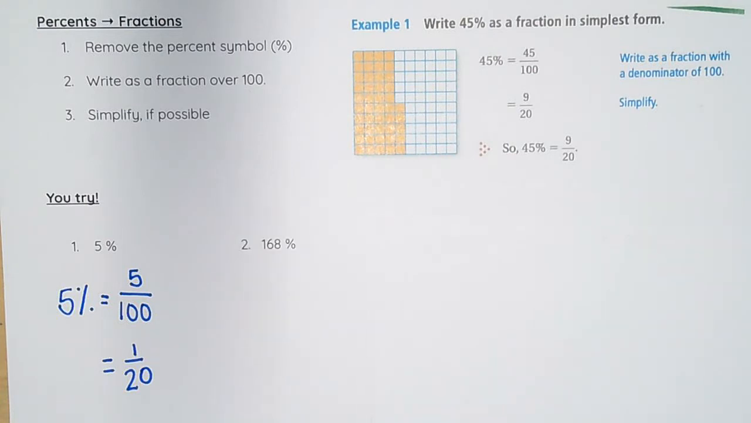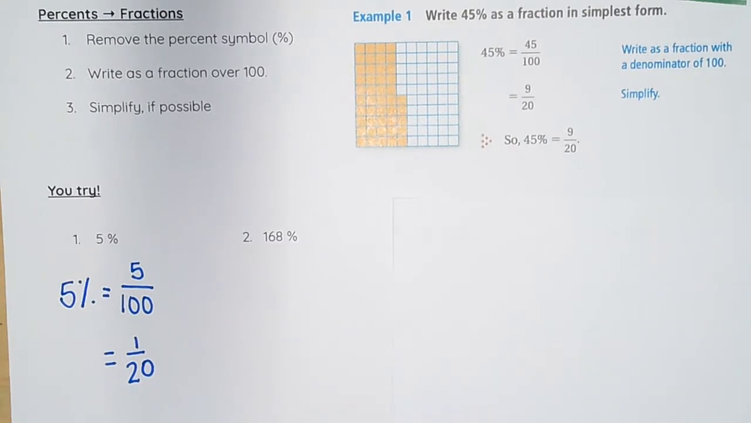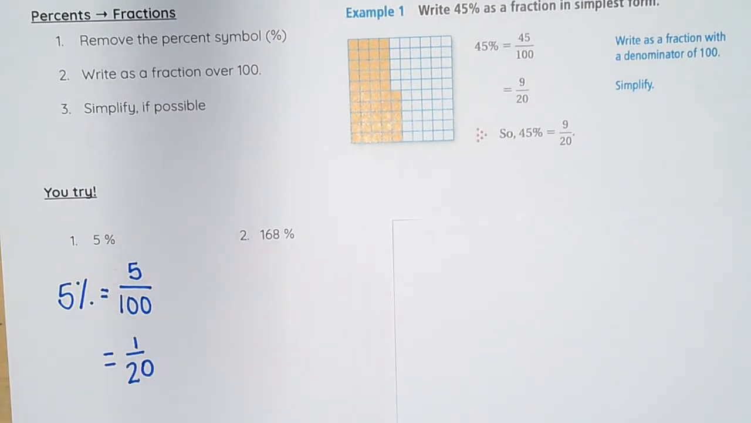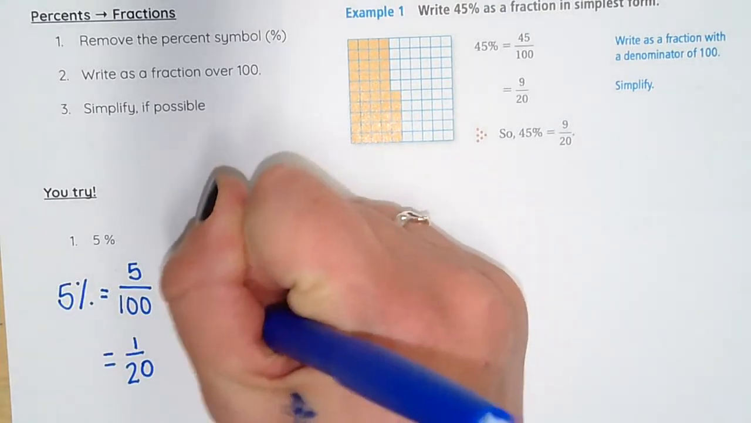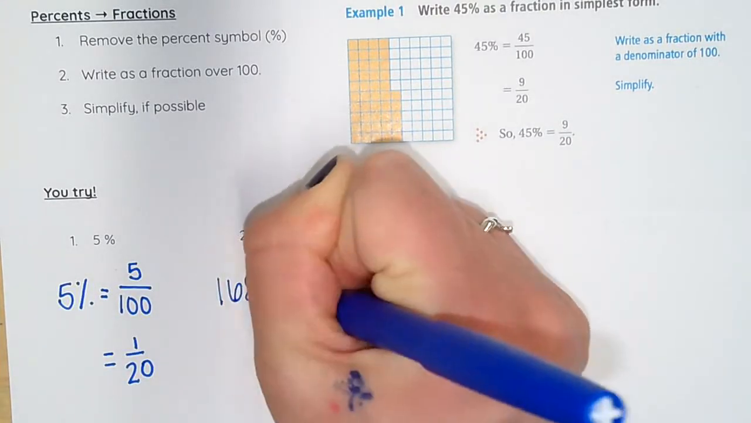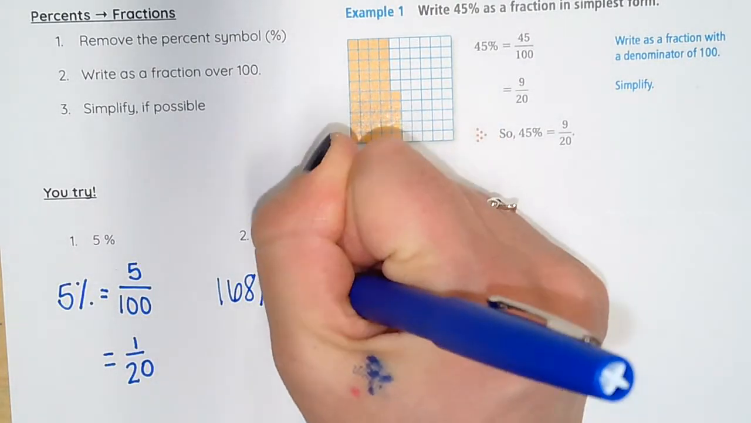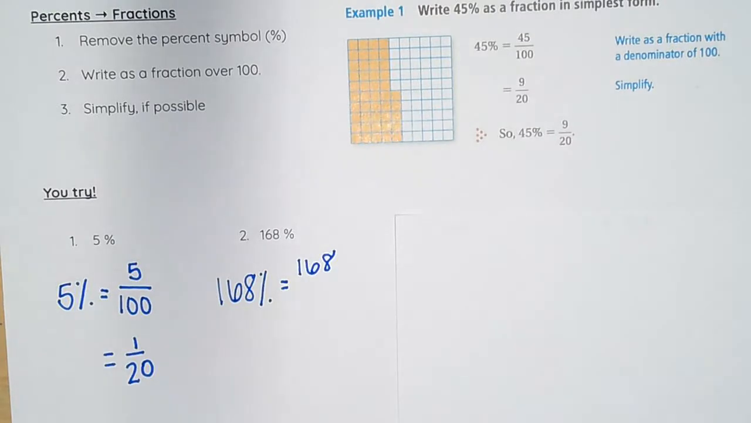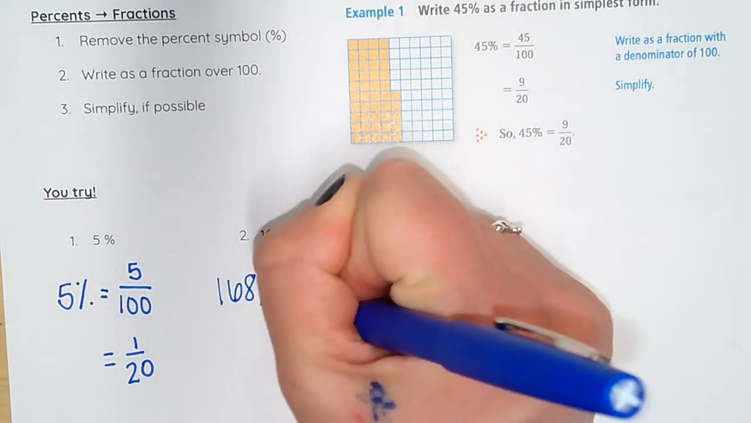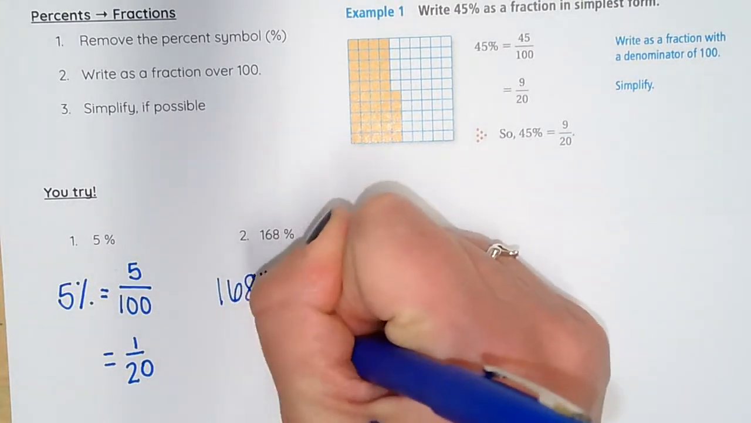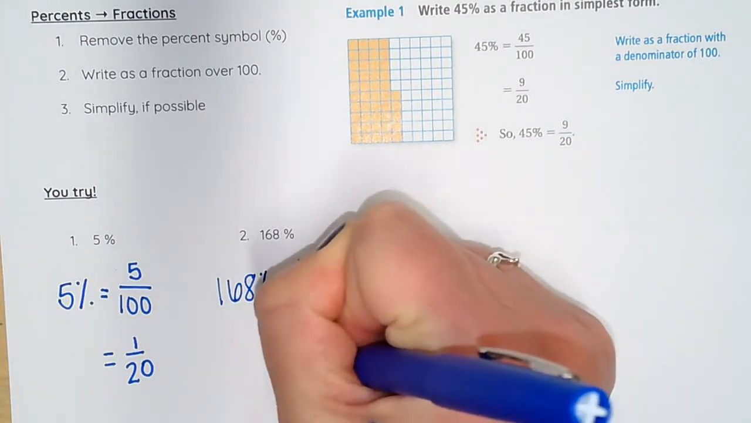Let's try another example here. We've got 168%. Slightly different since 168 is greater than 100, but we still follow the same steps. 168%. I remove the percent symbol and write 168 as my numerator. My denominator will always be 100 when I'm working with percent. And now I simplify. If I divide both of these by 4, I will get 42 over 25.